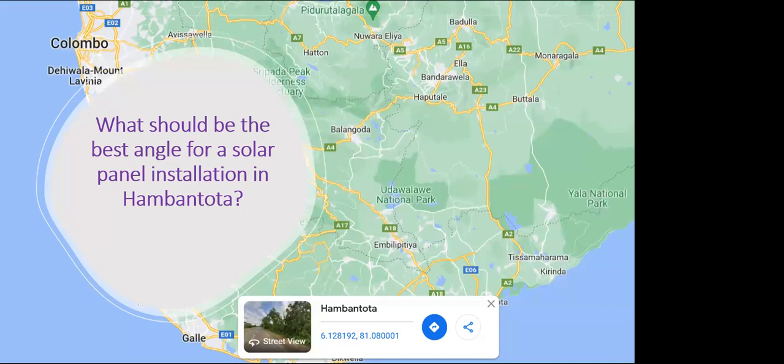Six degrees. Please, a little bit louder. Can it be 6 degrees, Professor? Six. Why? What's the reason? Because it's pretty much similar to the latitude of the location.